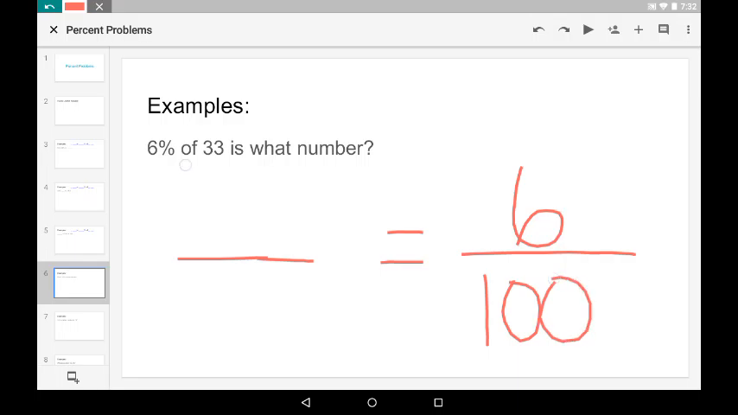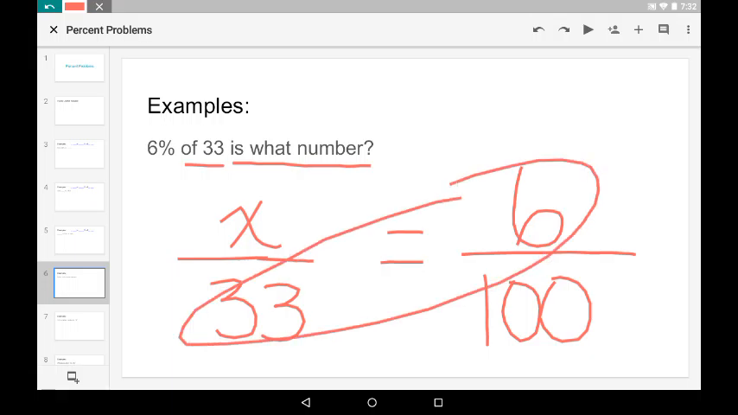6% of 33. So my 33 is with of, which means it goes on the bottom. Is what number? Is goes with the number we don't know, so that's why I put my x on the top. Cross multiply 33 times 6 divided by 100, and you'll find that x is equal to 1.98. There's only two numbers after the decimal, so I'm going to leave it the way it is, and I'm not going to round. If there was a bunch more numbers, I would round.